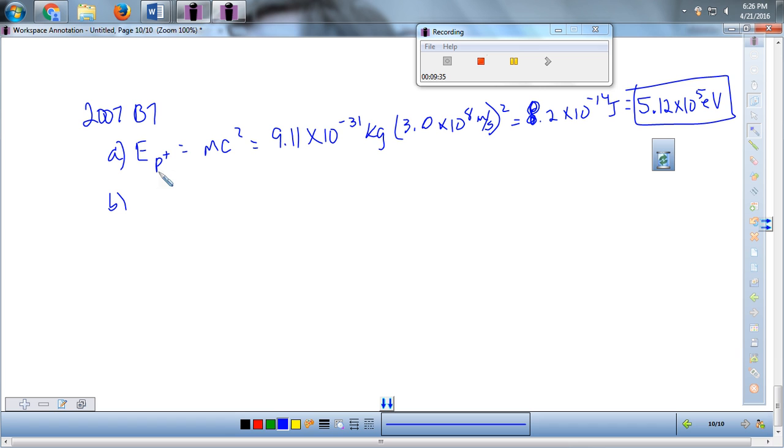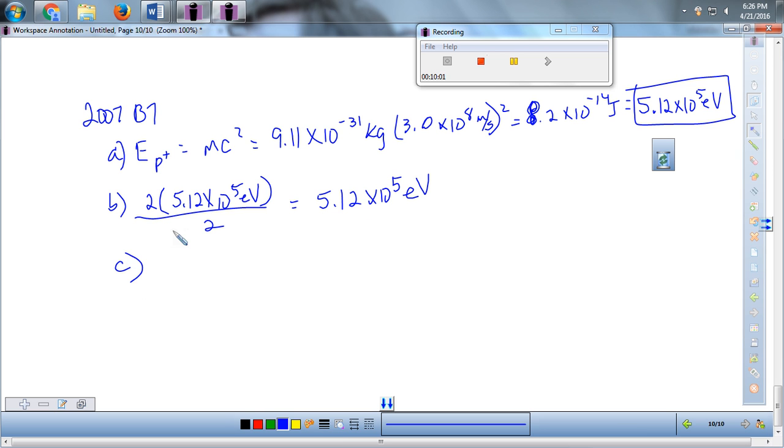All right, part B said, determine in electron volts the energy each emitted photon must have. So we said that was 2 times 5.12 times 10 to the 5th electron volts, but we had 2 photons, so each of them had to have that much right there. So very similar so far. Part C said calculate the wavelength of each created photon. Oh my goodness.